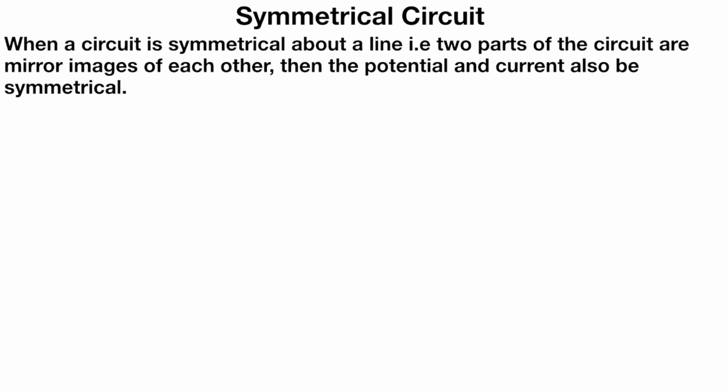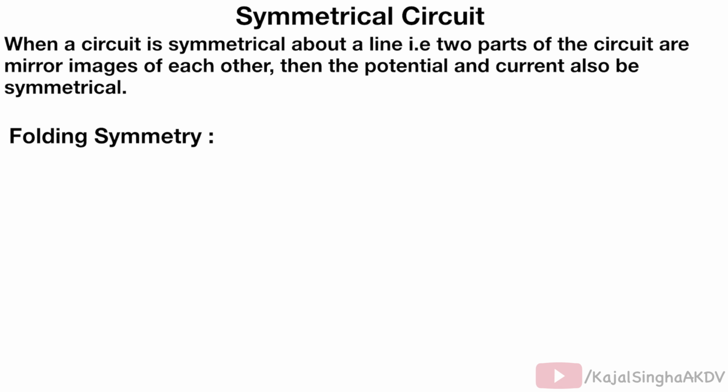To simplify a complicated electrical circuit, we use the principle of symmetry. When a circuit is symmetrical about a line, that is, two parts of the circuit are mirror images of each other, then the potential and current will also be symmetrical. We will discuss two types of symmetry, that is folding symmetry and mirror symmetry. Let us first discuss folding symmetry.